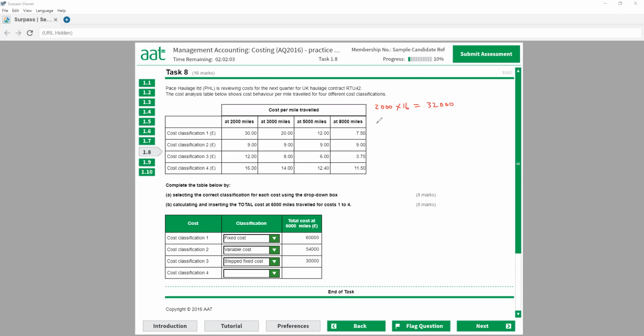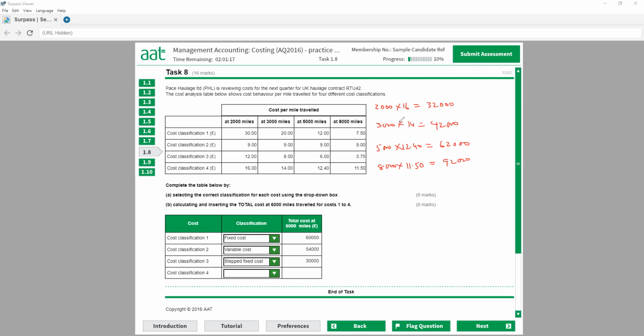Next one, it is 3,000 miles. Cost per mile is 14. So 3,000 times 14, this is 42,000. Then 5,000 miles times 12.40. 5,000 times 12.40, that is 62,000. And 8,000 miles times 11.50, that is 92,000.